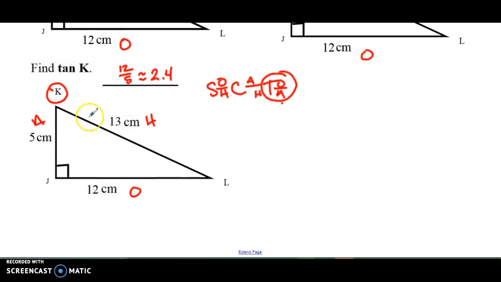In the next one, we're looking for the tangent of angle K. Again, label my side lengths. Tangent is opposite over adjacent with that SOHCAHTOA. Tangent is opposite over adjacent, which will be 12 over 5, which is approximately 2.4. If you feel confident, move on to the next.